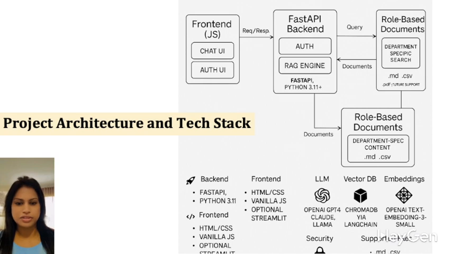Here's how everything fits together. The system features a JavaScript front-end for chat and authentication, a FastAPI backend that manages authentication and runs the RAG engine, and a Chroma vector database for fast semantic search. We can use deep AI embeddings and support multiple language models like GPT-4 or Claude. Security is enforced through JWT authentication and rate limiting, making the stack flexible, scalable, and secure.